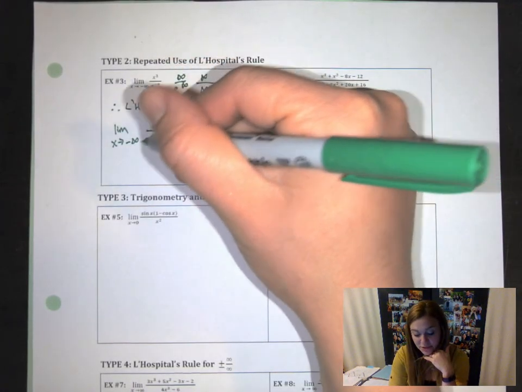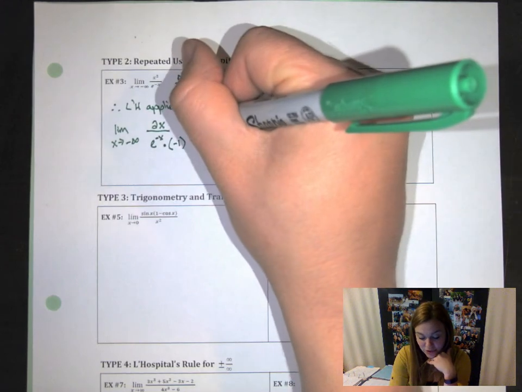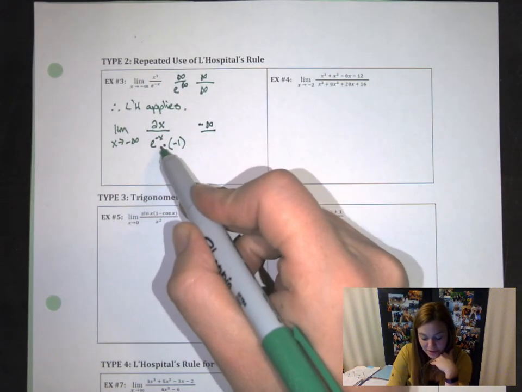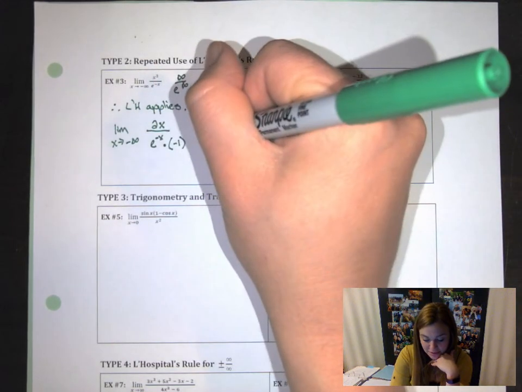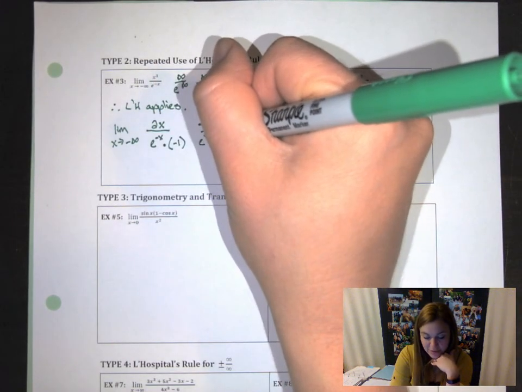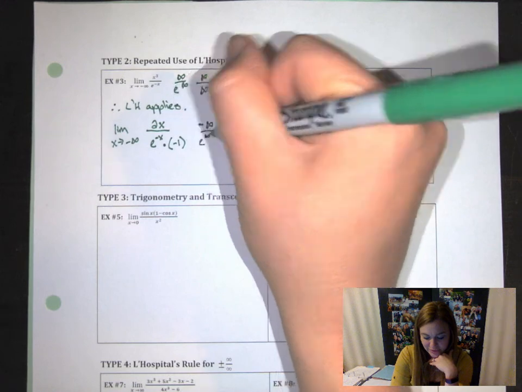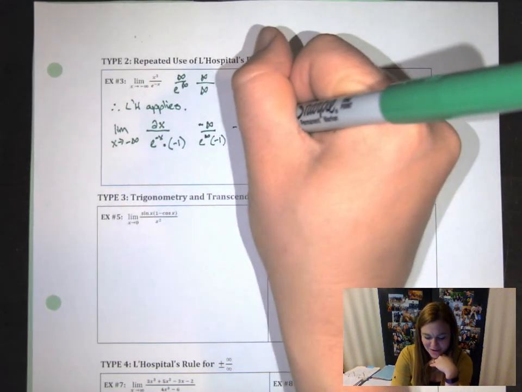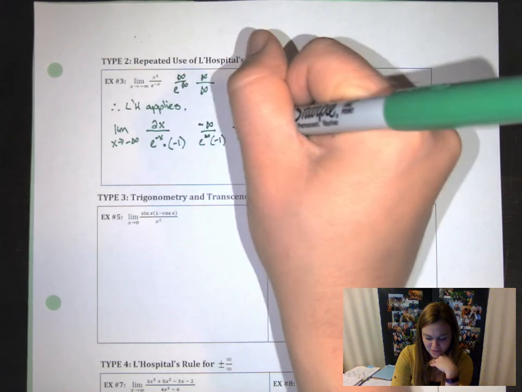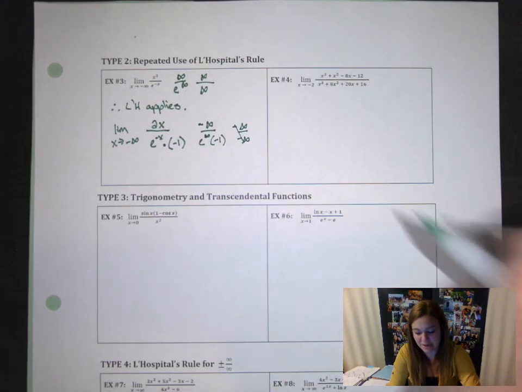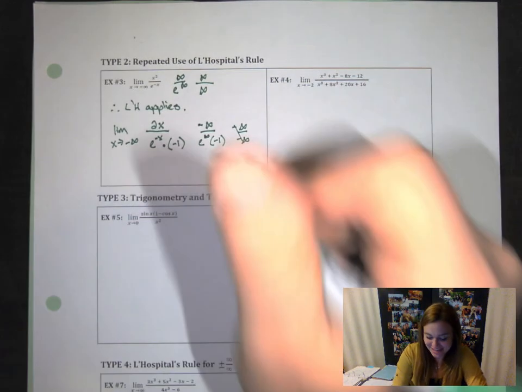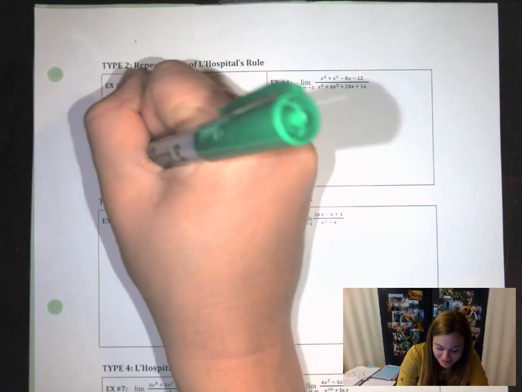So now I'm going to substitute in negative infinity, and I got 2 times negative infinity would be negative infinity. Down here, I would have e to the negative infinity, so e to the positive infinity times negative 1. That's just going to be negative infinity over negative infinity, or positive infinity over positive infinity. Good news. Therefore, L'Hopital's can be applied.